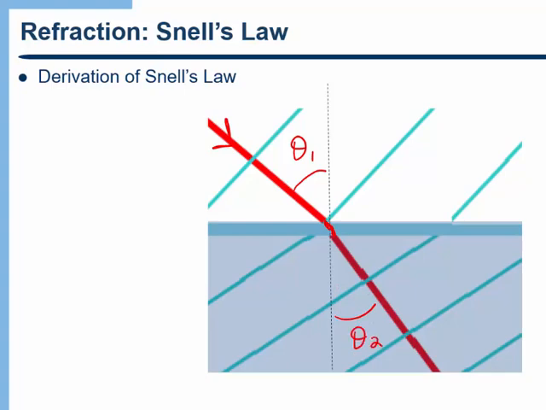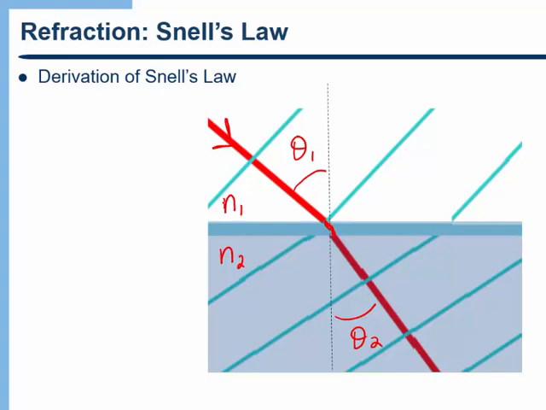So we want to figure out what is the relationship between theta 1 and theta 2 and the index of refraction of the two materials, n1 and n2. In order to do this, we're just going to draw some triangles and use some basic geometry.